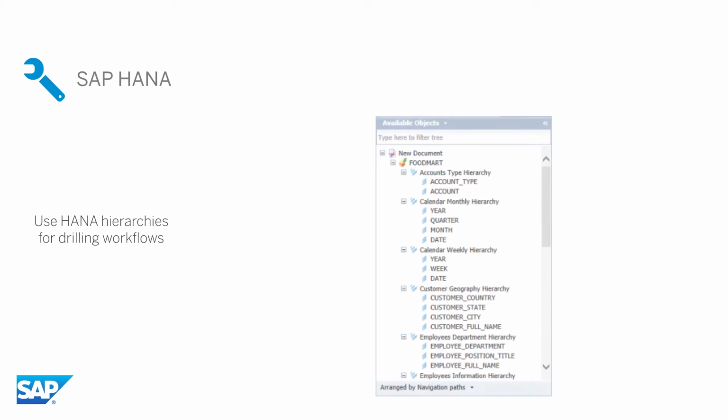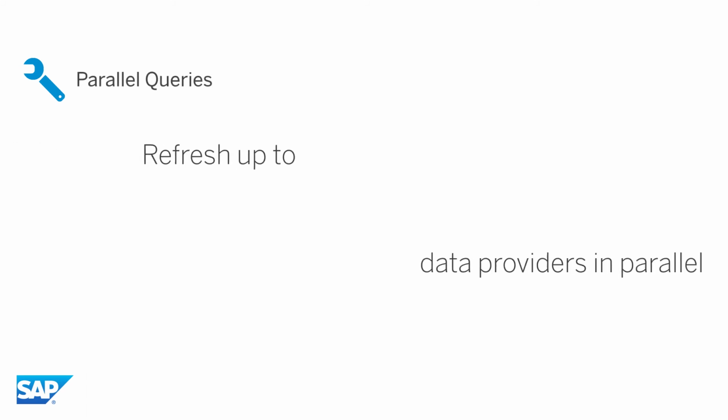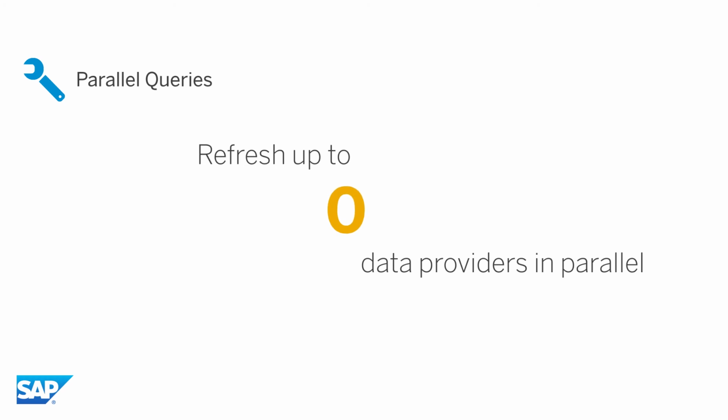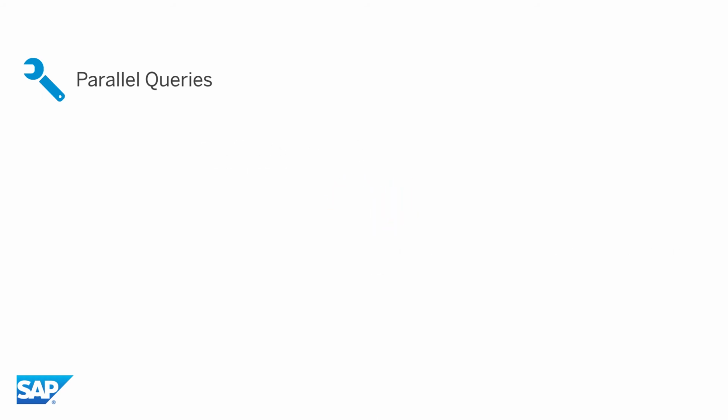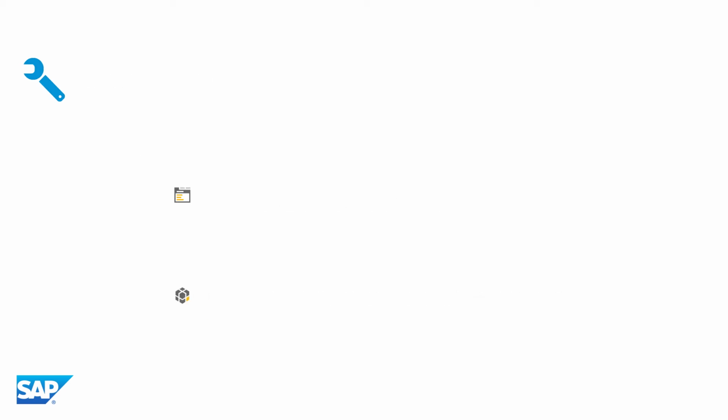New parameters allow you to fine-tune parallel queries directly in the user interface of the CMC, the Information Design Tool, or the Universe Design Tool. You can, for instance, enable or disable parallel queries and combine them with scheduling, and set their maximum value for OLAP and relational connections.